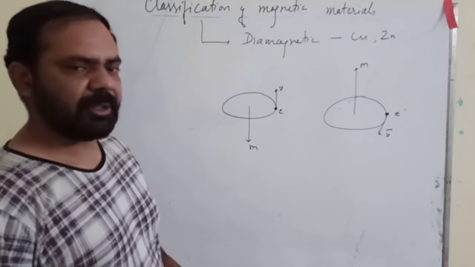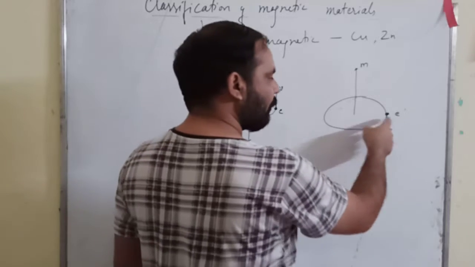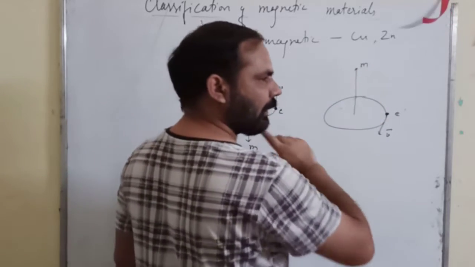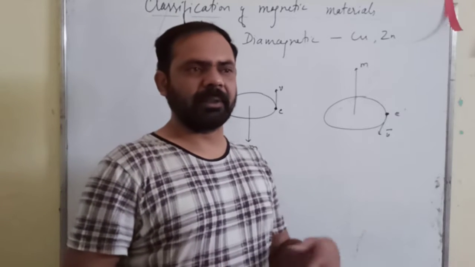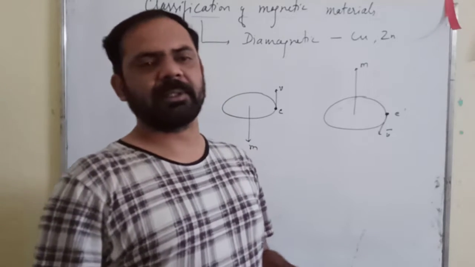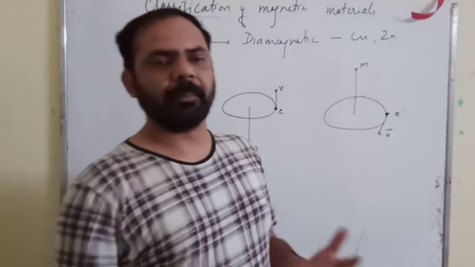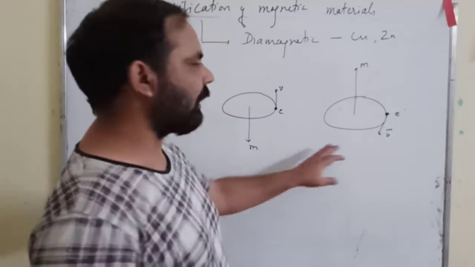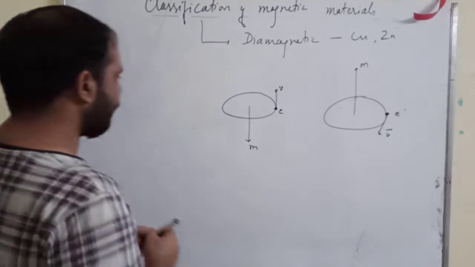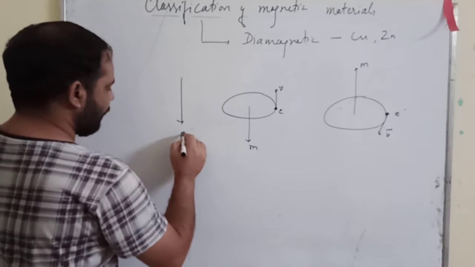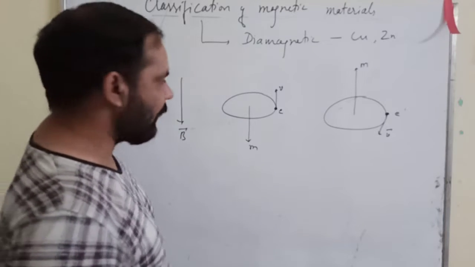Now what happens in the general case is that the dipole moment of this electron and the dipole moment of this electron are opposite and equal to each other, so they cancel out each other. So in the general condition, when these materials are not placed inside an external magnetic field, they behave like a non-magnetic material. They don't have any dipole moment of their own. Now when we apply a magnetic field, suppose in this direction, the external magnetic field is applied in this direction.